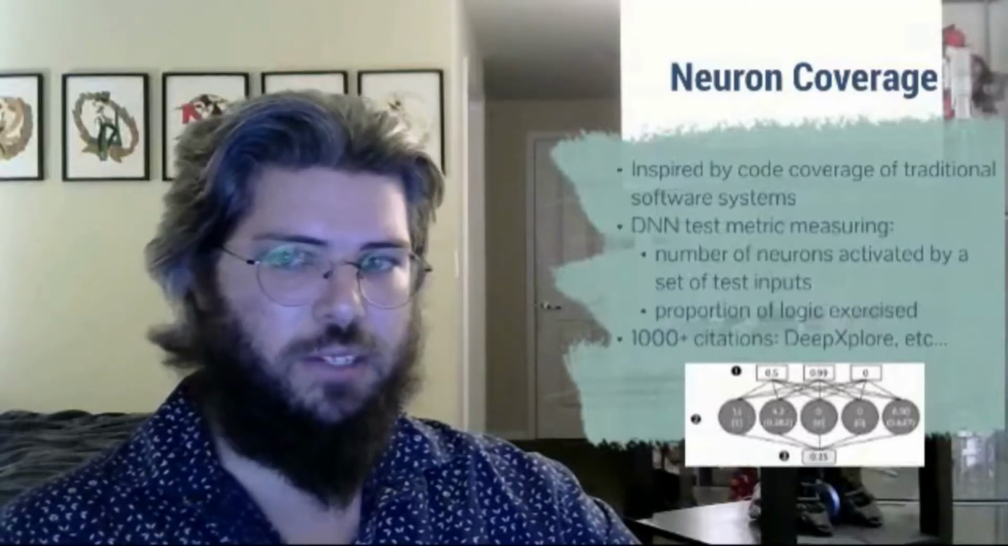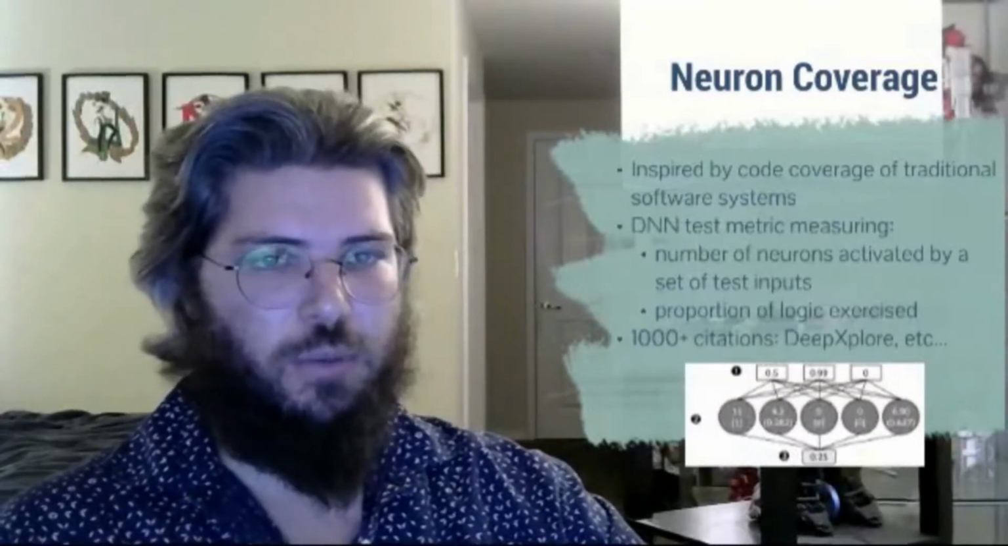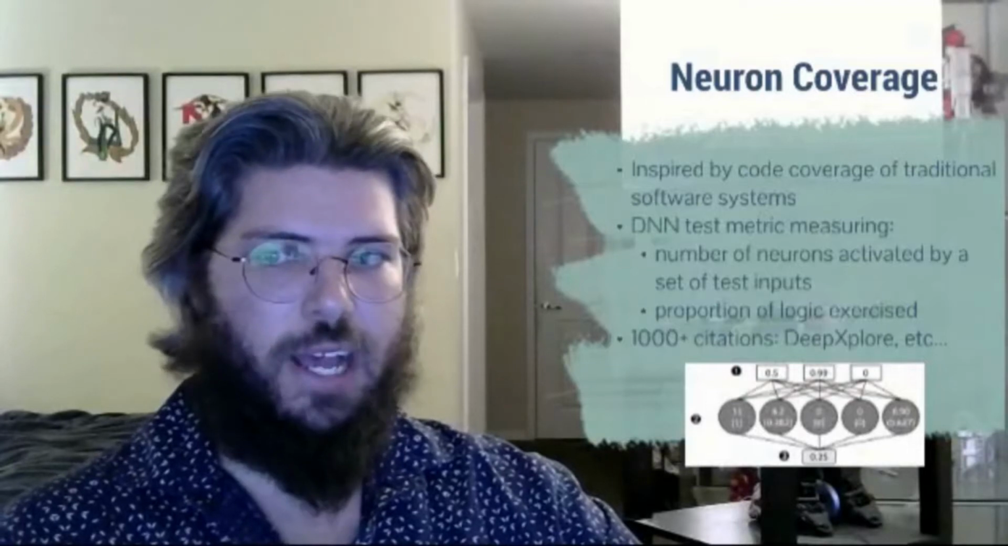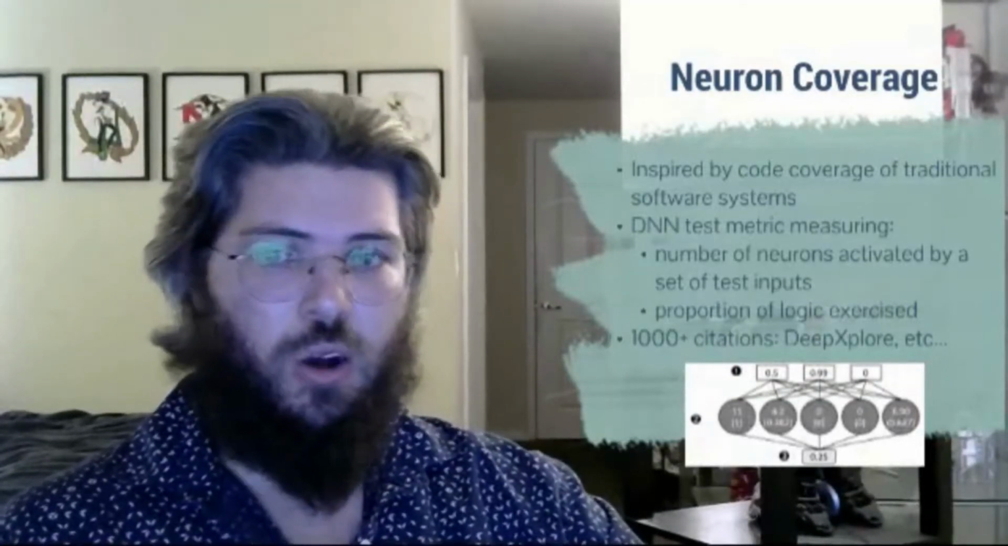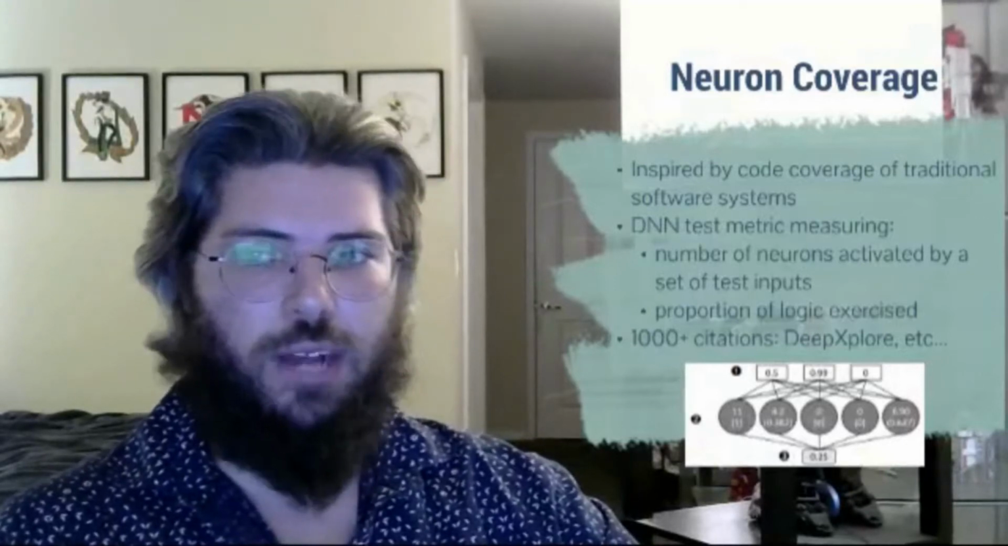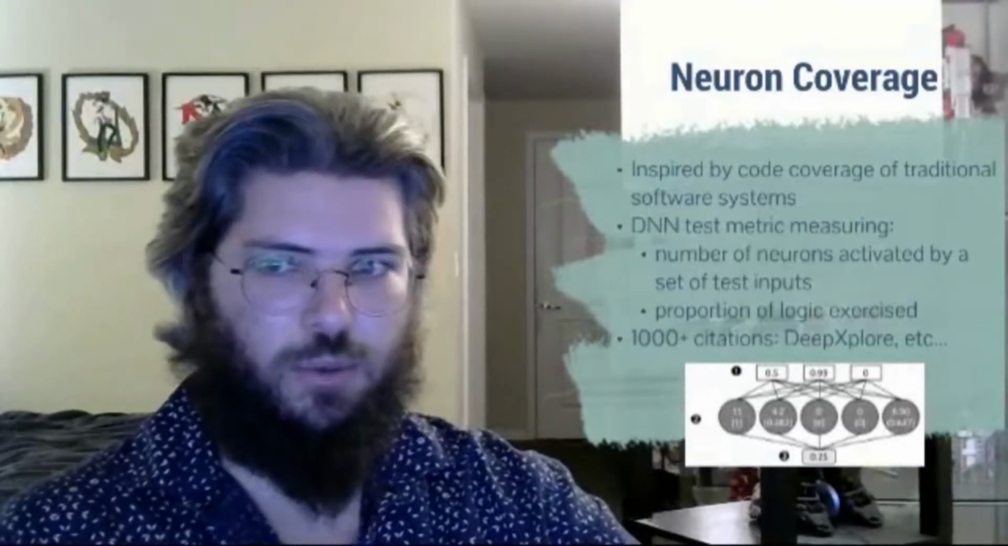Now, since neuron coverage was proposed in 2017, it spawned a slew of related works, expanding on the idea of neuron-based coverage metrics. In addition to the original paper's DeepXplore tool, we have DeepTest, DeepGauge, DeepRoad, Deep what have you, all collectively garnering over 1,000 citations, a lot of high-impact work.